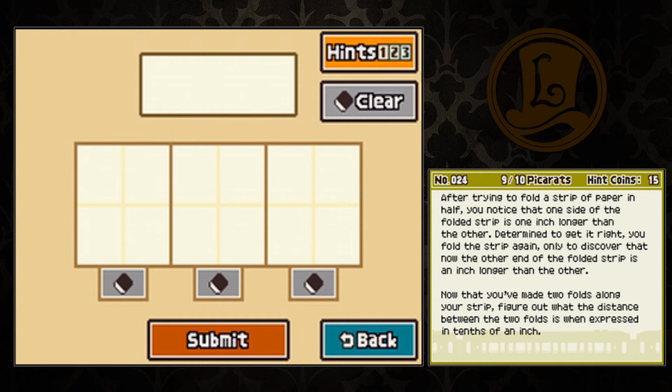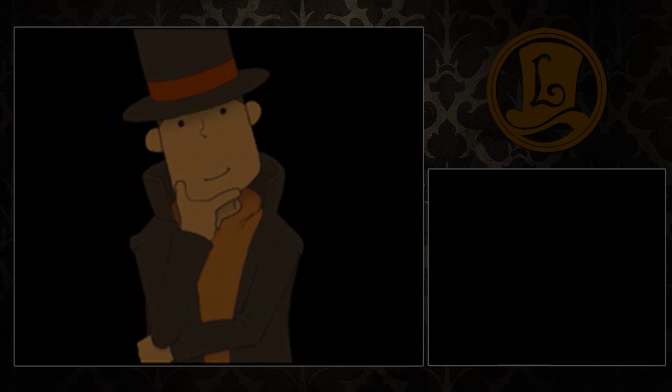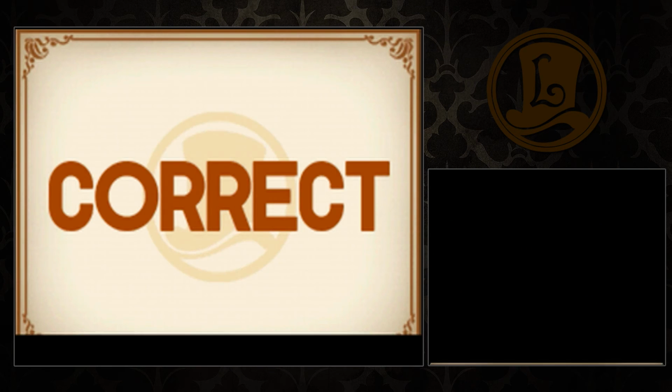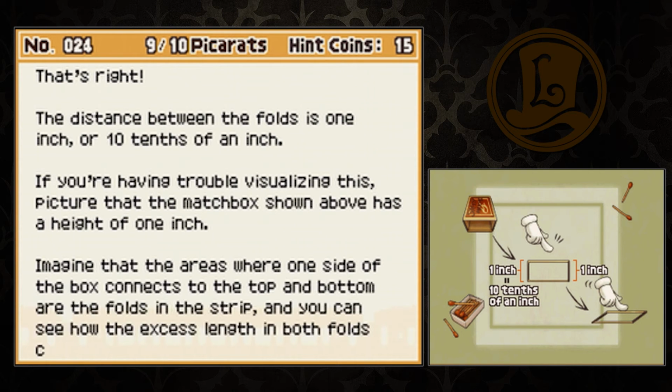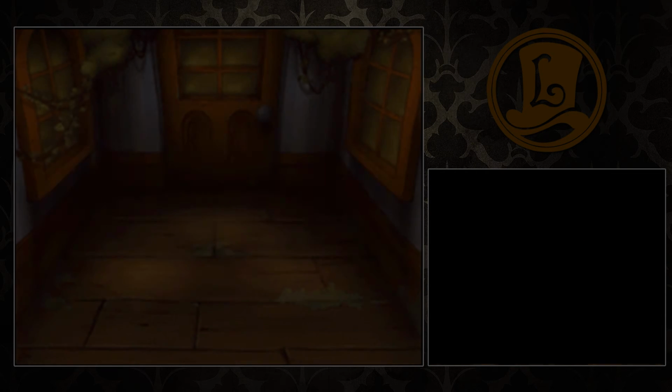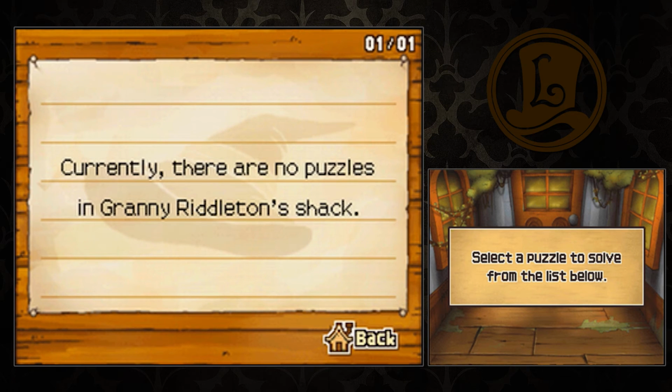Wait. Why are we at... Am I just not getting it here? And now to test my theory. Ha! Wonderful. The distance between the folds is 1 inch or 10/10ths of an inch. Why did we have to answer? Why can't we just say 1 inch? 10/10ths of an inch. Okay.